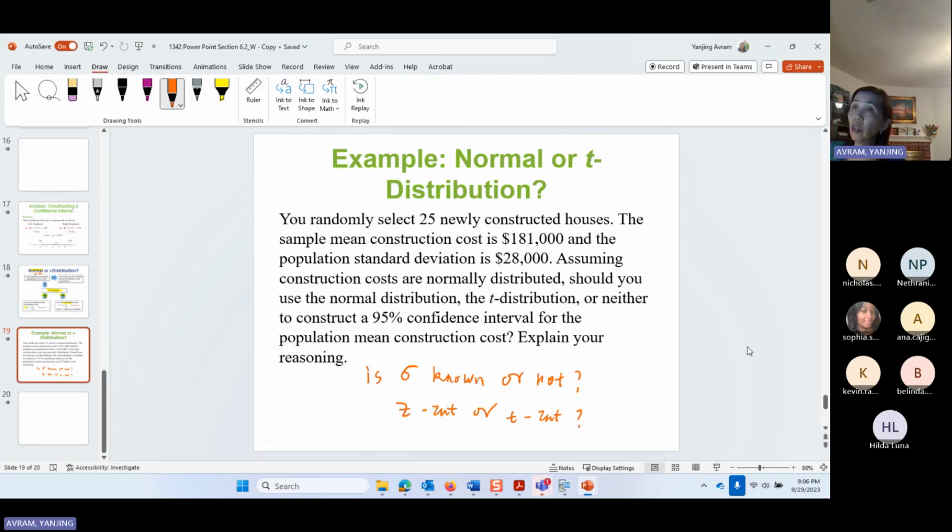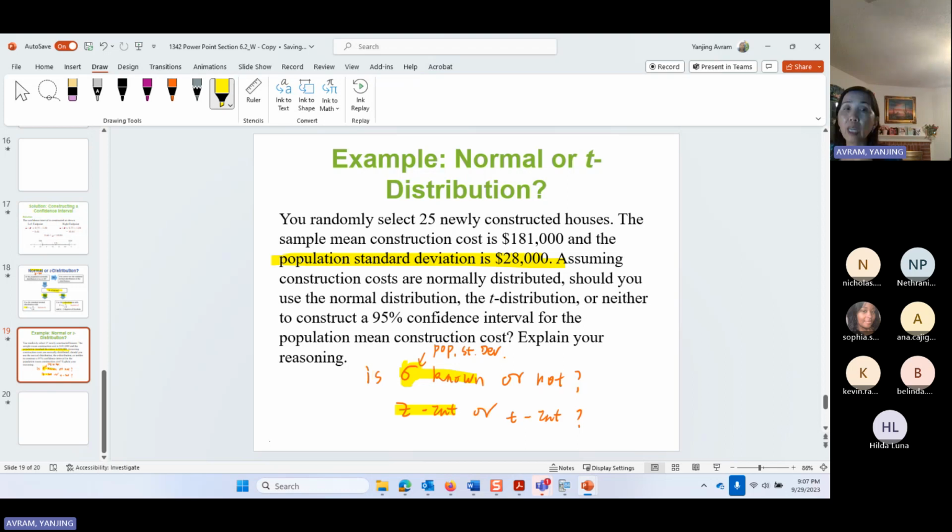When sigma is known, so that's why I ask you, what is sigma? What does sigma mean? Population standard deviation. Okay, so did this one tell you the population standard deviation? Look at that. This one did tell you the population standard deviation in here. So sigma is known.